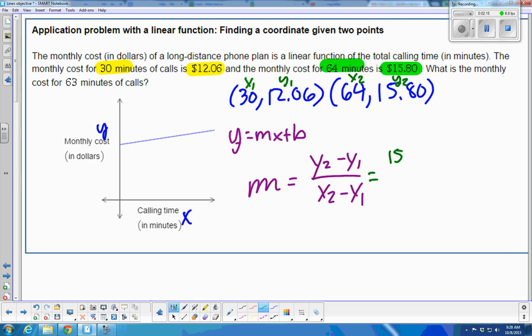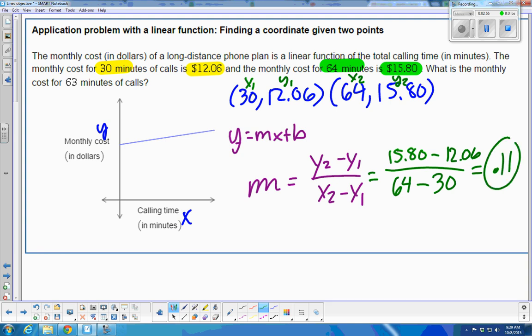So 15.80, that's my y2, minus my y1, which is 12.06, divided by my x2, which is 64, minus my x1, which is 30. Save yourself some time. Punch it in the calculator. Get yourself a decimal for me, okay? So I'm going to do that right now. I got 15.8 minus 12.06, divided by 64 minus 30. If you're doing it in the calculator, make sure you use parentheses on the bottom if you're going to divide it all together. Okay, so it gives me 0.11. That's my slope.